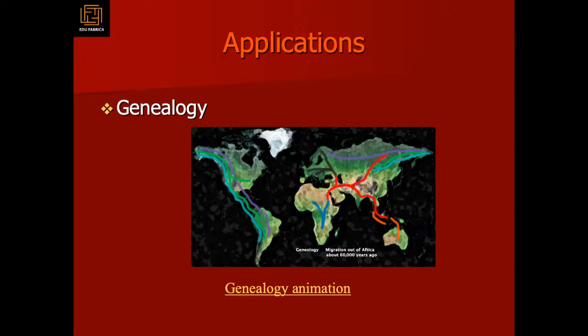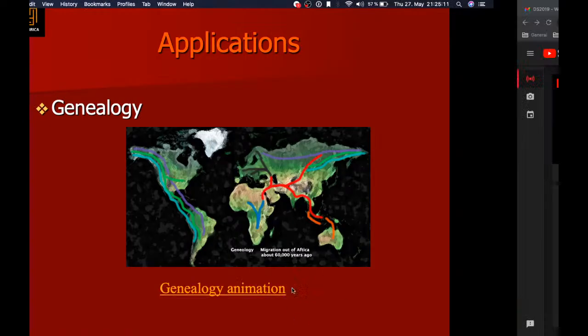Something with genealogy, that is, the migration of people from one place to another, we can tell from the genetic perspective, how people have traveled.